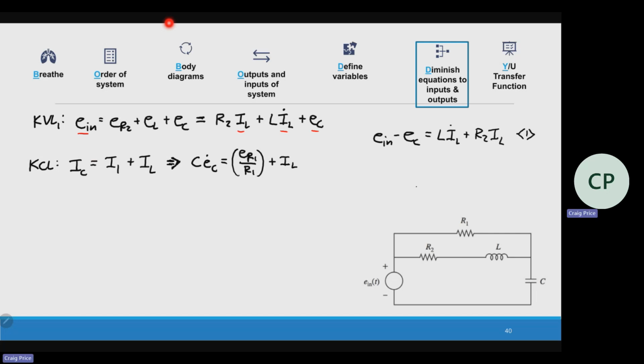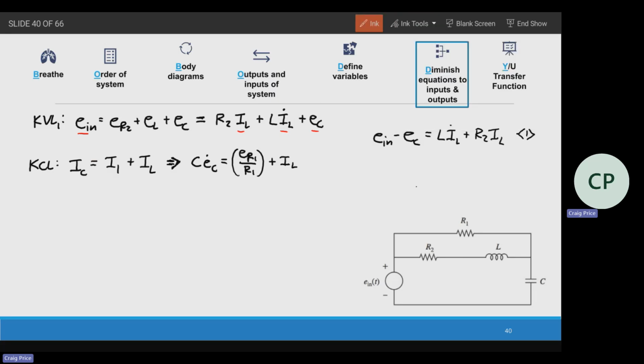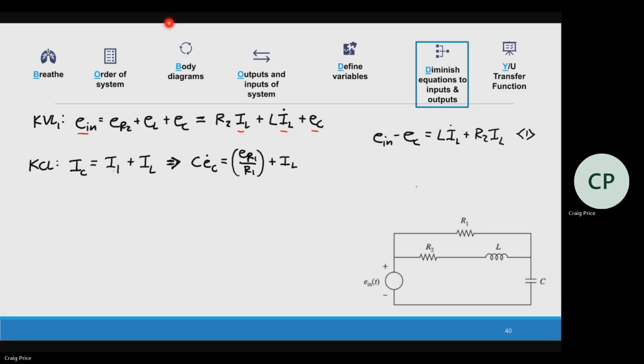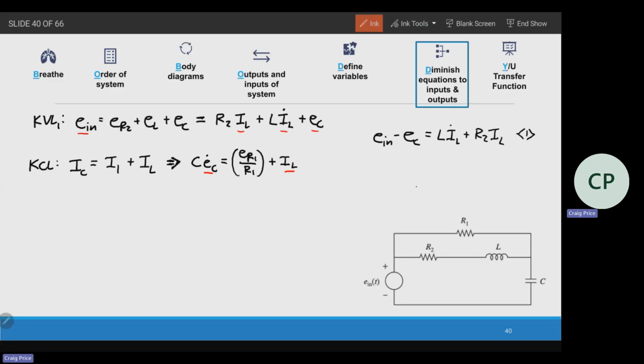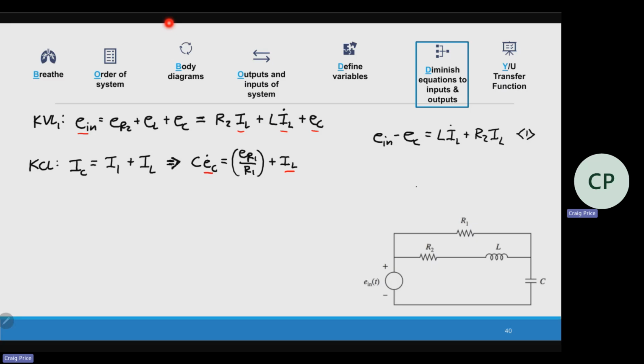Okay, so let's take inventory. I like this. I like this. I don't like ER1. So what can we change in ER1?